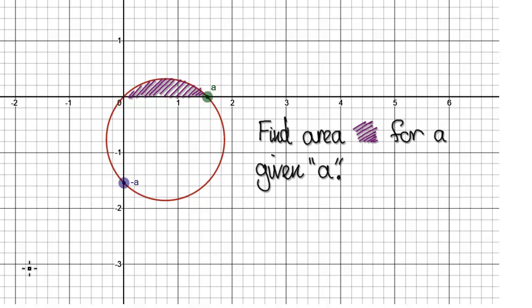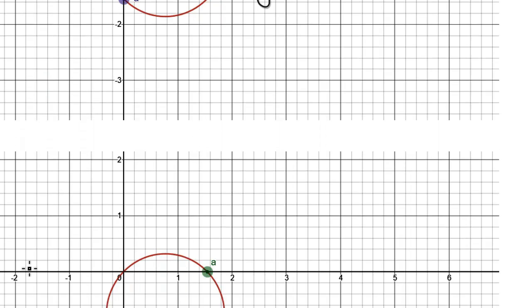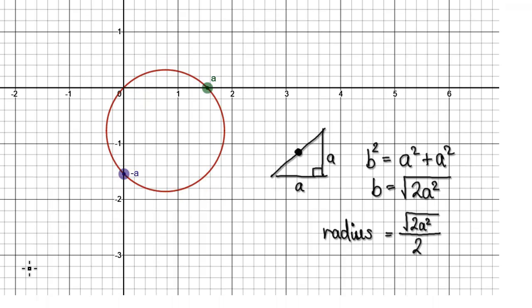Okay, so to do this, we need to come up with the equation for the circle. Realize that if you have a circle that passes through the origin, and this distance must be the same length as this distance, there can only be one circle, and the center of the circle must lie somewhere on this diagonal line, because it's symmetrical. It has to be symmetrical because this length must be the same as this here.